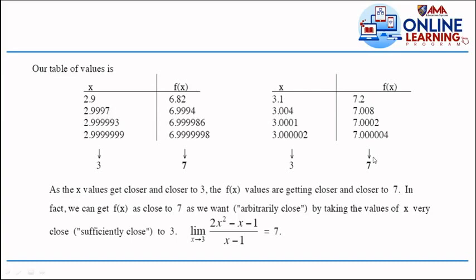Ito po yung isang solution. We call this one your table method. Sabi niya, as the x values get closer and closer to 3, the function of x values are getting closer and closer to 7. In fact, we can get the function of x as close to 7 as we want, arbitrarily close, by taking the values of x sufficiently close to 3. So sabi dito, the limit of 2x squared minus x minus 1 divided by x minus 1 as x approaches 3, the answer is 7.